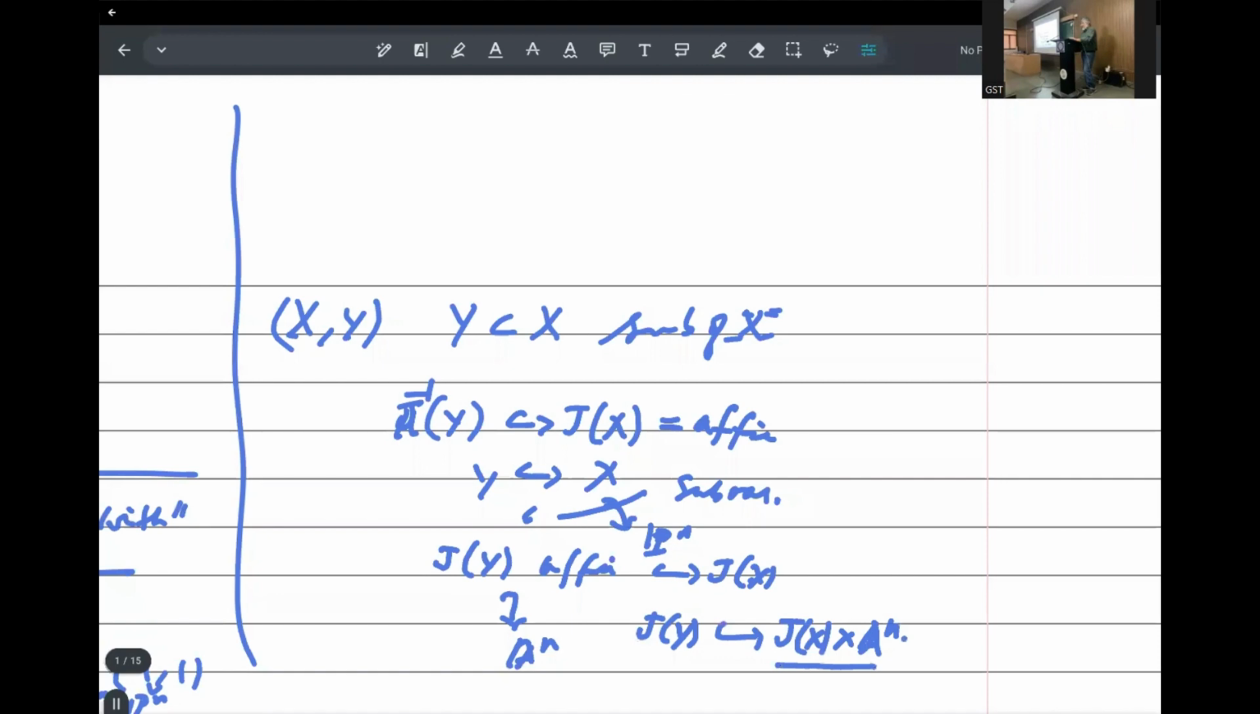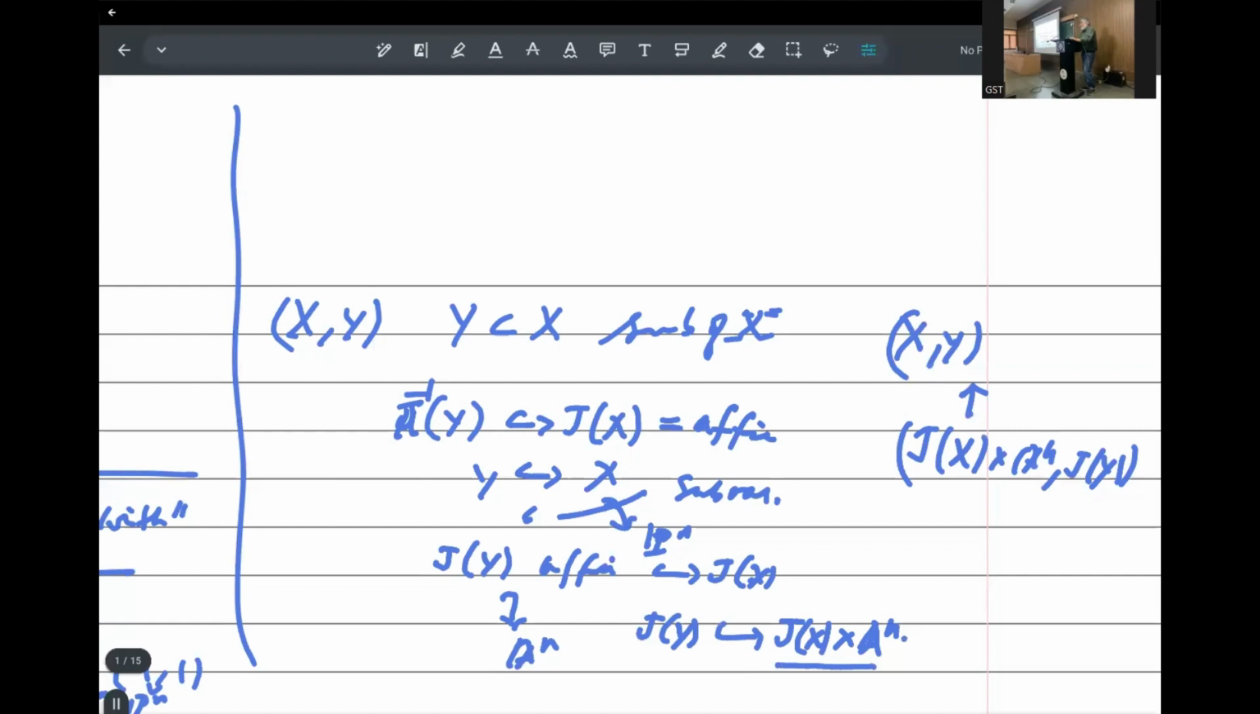So this pair XY has been replaced by another pair, Jx cross A^n and J of Y, where there is a map, of course. This pair has the same topology as the original space, and both of these are affine now.